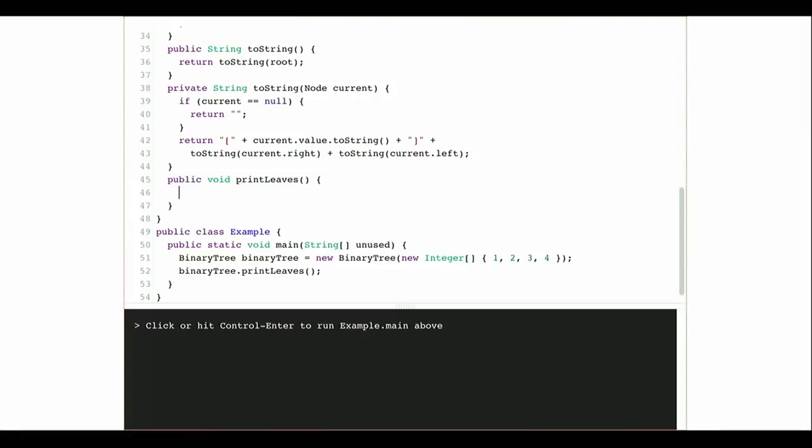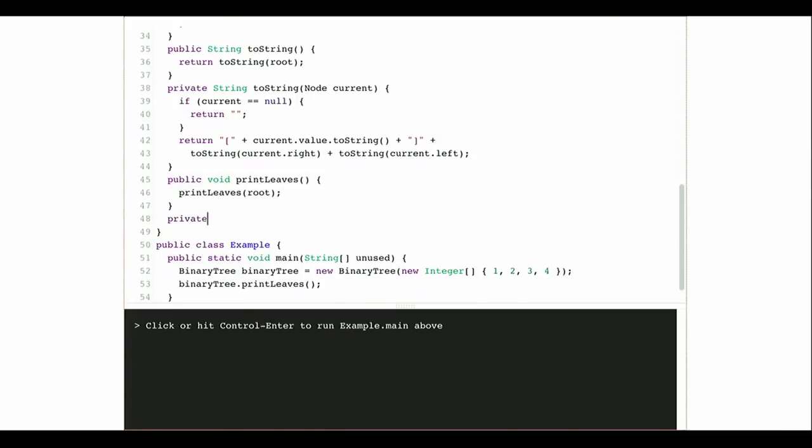So I'm going to use a helper function here. You see that this is a void function because the results are going to be printed as we go. We don't need to return anything here. So I'm going to start my algorithm on the root of the tree. I'm going to write my private helper function.